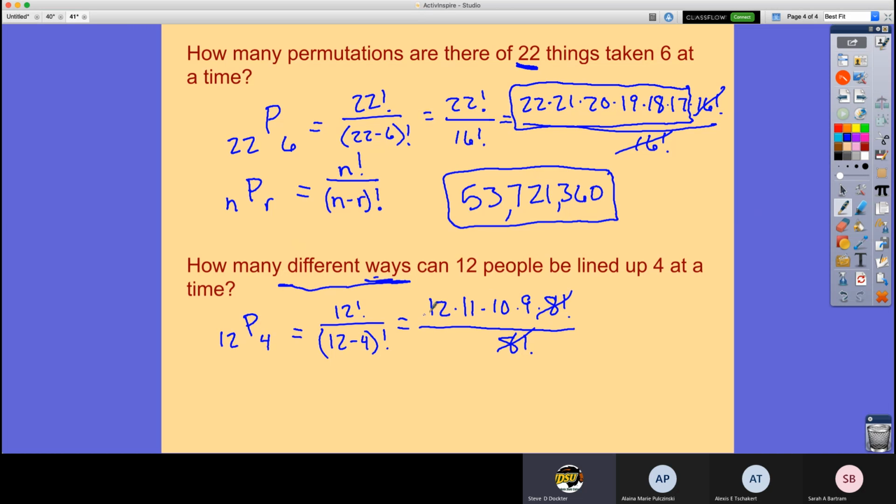Those cross off. 12 times 11 is 132. 132 times 10 is 1320. And then you can multiply by 9 pretty quick here. So even though it ends up being a fairly big number, that is one that you could do. So there are 11,880 different ways to line up those people 4 at a time. All right, questions at all for me?